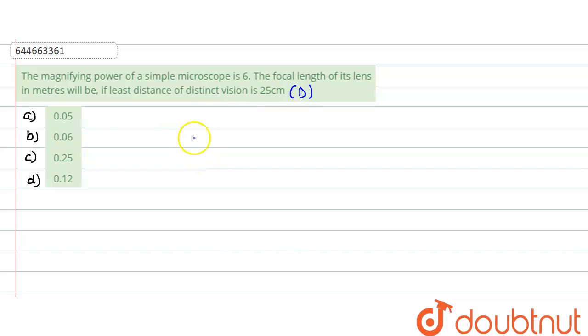Okay, so we know what is the magnifying power of a simple microscope. It is given as M equals 1 plus D divided by F, where M is the magnifying power, D is the least distance of distinct vision, F is the focal length. Now the magnifying power is given to be 6, so we put the value as 6 equals 1 plus 25 divided by F. Okay, so if we solve this, then 25 divided by F would come out to be 6 minus 1, that means 5.